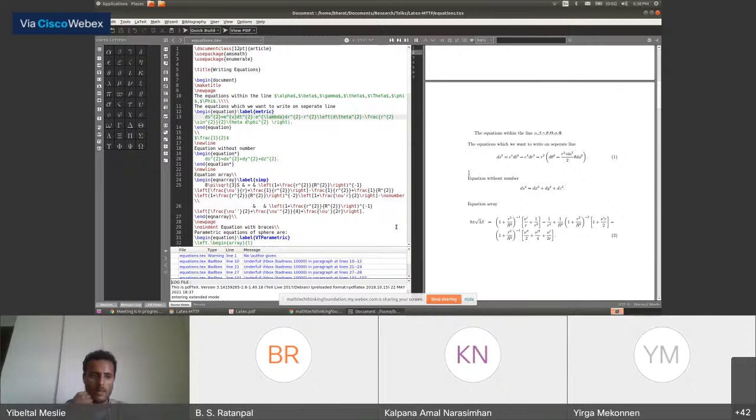Now, how to write the equation without a number? If I write slash begin equation and slash end equation, whatever I write within that will be in equation form, but a number will be provided to it. If I want to write the equation without a number, then I need to write slash begin equation star and slash end equation star, and then whatever equation I have. So I have written ds squared is equal to dx squared plus dy squared plus dz squared. Is it okay? Yes or no?